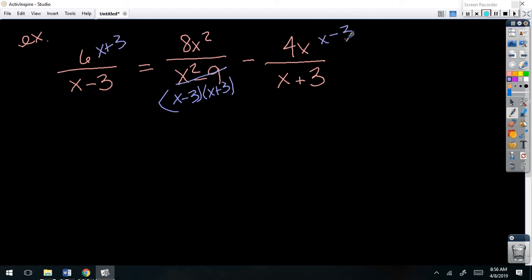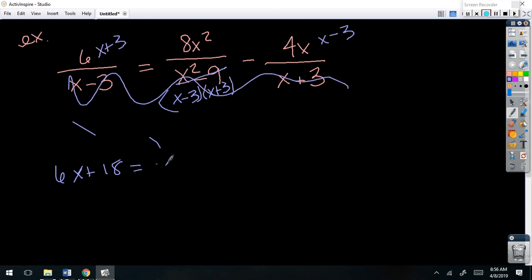That's fine, okay? If you did the LCD method and you just went ahead and dropped off these denominators at this point, you would have 6x plus 18 equals 8x squared minus 4x squared plus 12x.